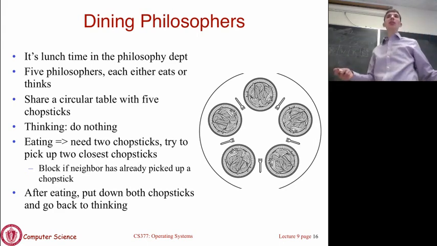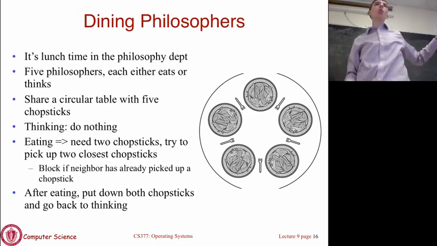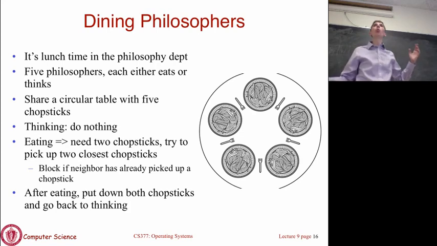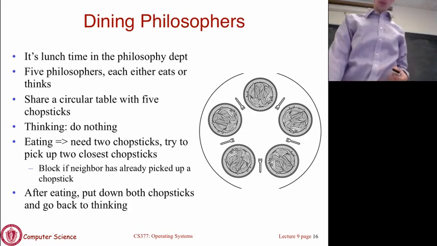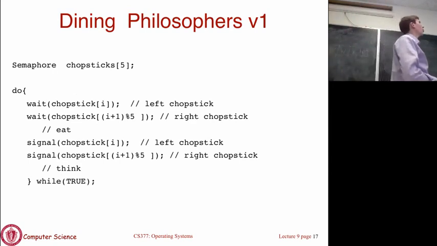But of course, that's very, very inefficient, particularly if you have a whole lot of philosophers. You, of course, want to allow multiple philosophers to eat at the same time. So we again want some concurrency here. We don't want just the trivial solution of using one global lock.